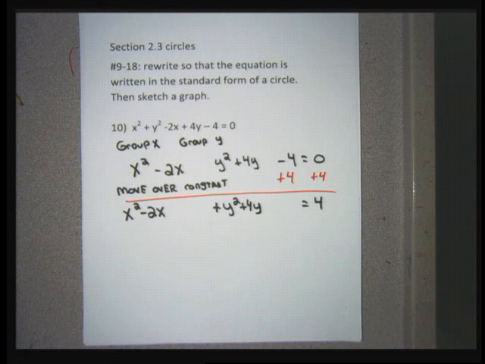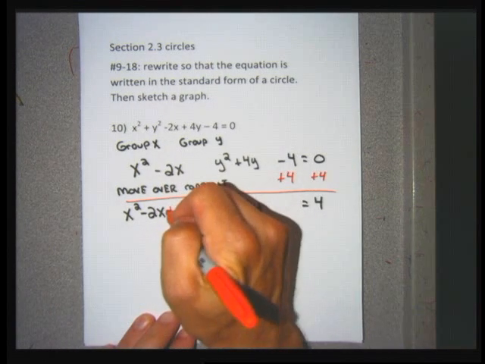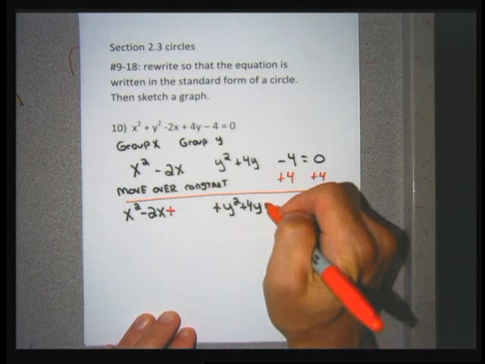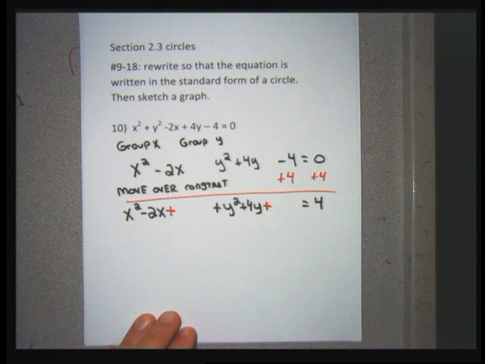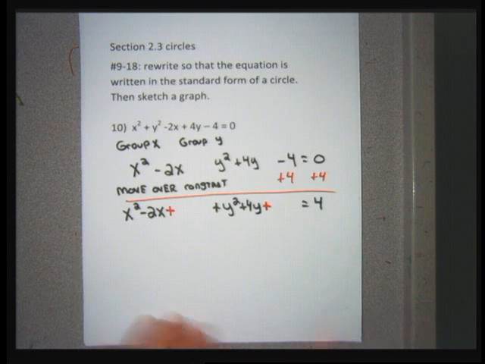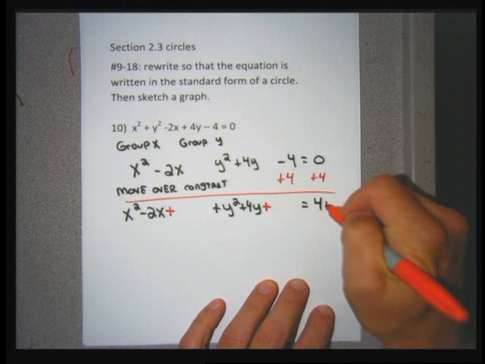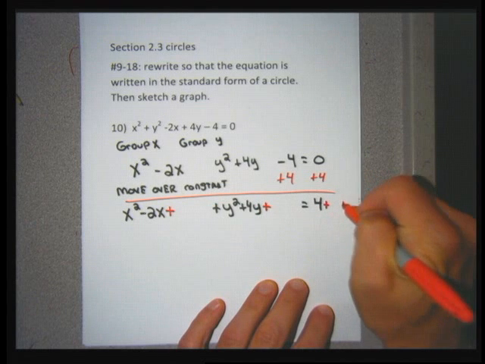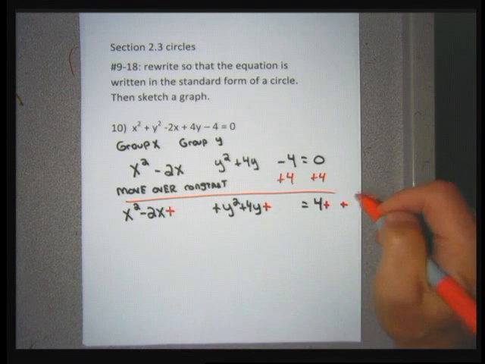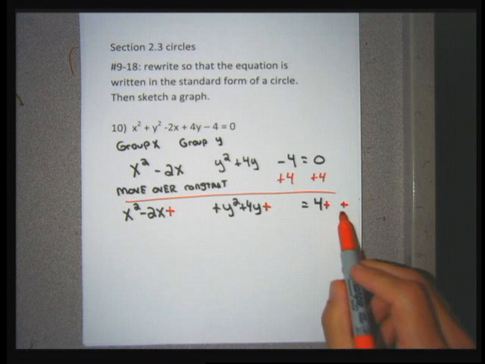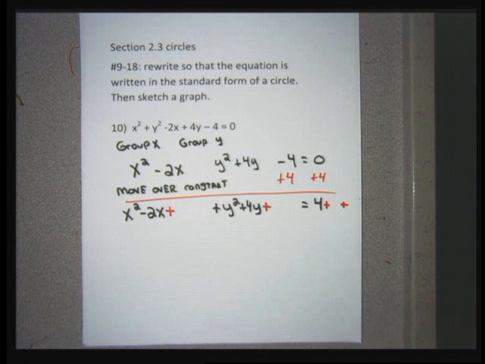So I haven't really done any technical algebra yet. Next to the x squared minus 2x, I'm going to put a plus sign. Next to the y squared plus 4y, I'm going to put a plus sign. I'm going to put numbers after those plus signs. Next to the 4 on the right-hand side, I'm going to put 2 plus signs. And next to the plus signs to the right of the 4, I'm going to write the numbers that I write next to the plus signs on the left-hand side.